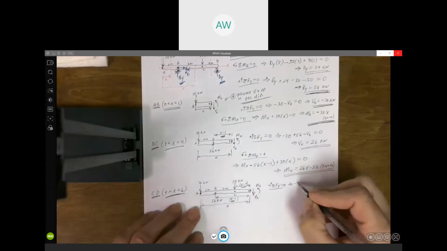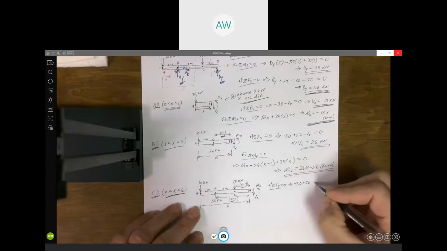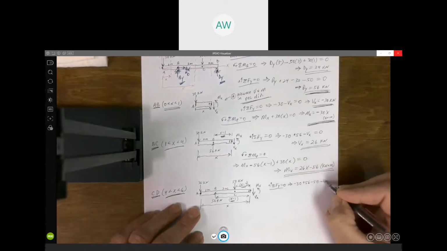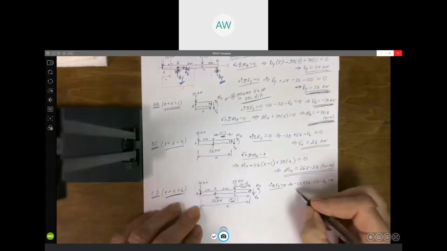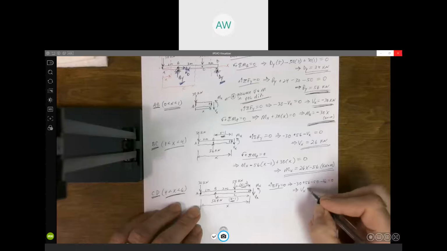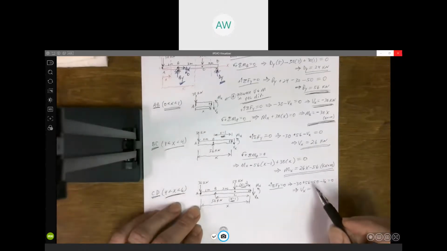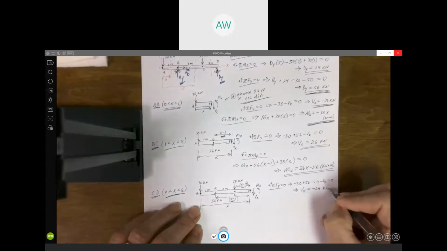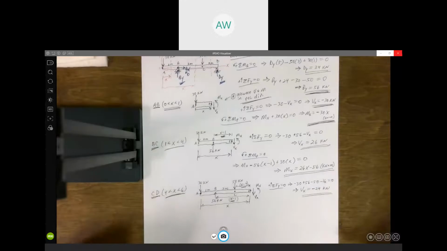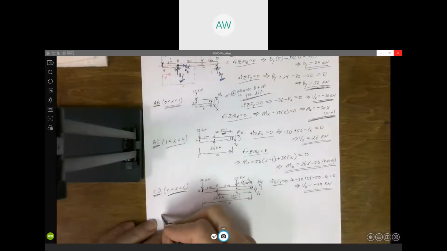We have 30 going down, 56 going up, 50 going down, and Vx going down. All those have to add to 0. Solve for Vx. I got minus 24 kilonewtons. Constant like the others. Now, sum the moments about P here.